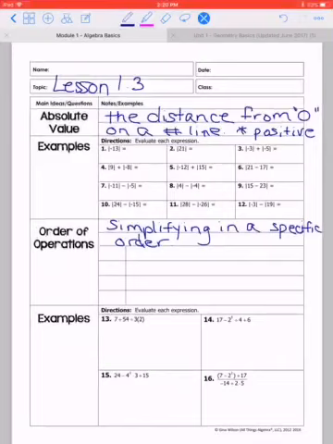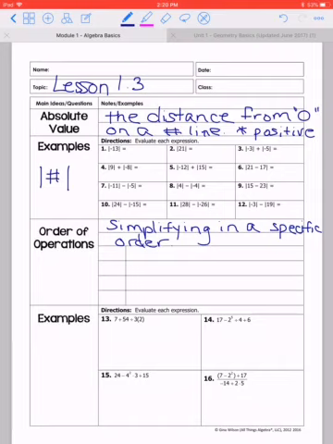So absolute value is the distance from 0 on a number line. So any number, how far away it is from 0 on a number line. Now absolute value, when you look at that, the symbol is always 2 brackets. So you have a number that goes inside there. So anytime you see a number inside the 2 straight lines, that tells you it's absolute value.